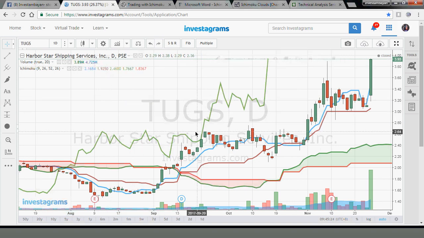Anyway, after we're done with this, iniisip mo din, kasi kailangan nagtugma lahat. Kailangan, halimbawa, kasi the more na may mga madaming buying signal, the more na strong yung momentum ng stock, the more yung decision mo.